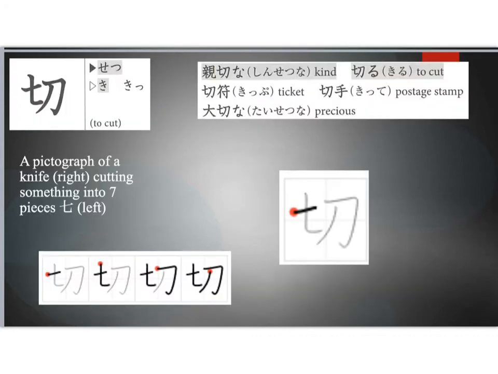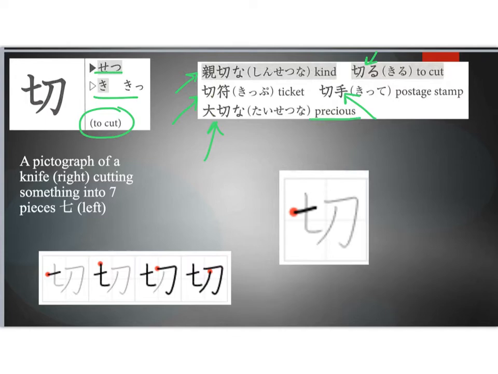This is the second half of shinsetsu. It's read, obviously, setsu. It means to cut, and it is actually the verb kiru. So, of course, we saw shinsetsu in the previous slide, and then we have kiru here. There's also kippu, kitte for postage stamp, and taisetsu, meaning important or precious.